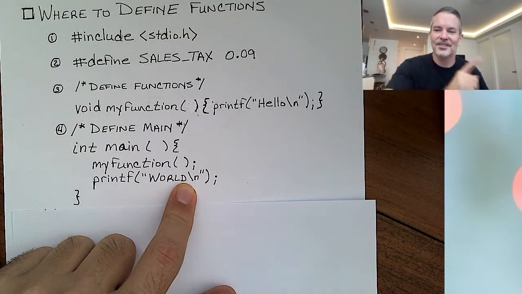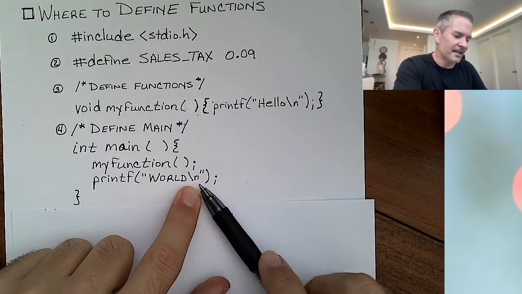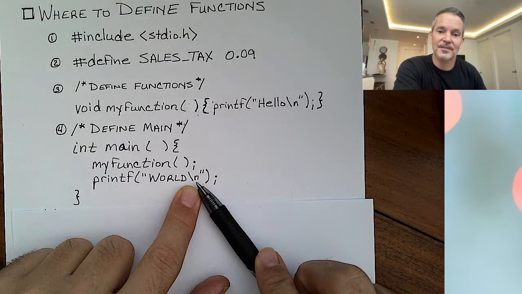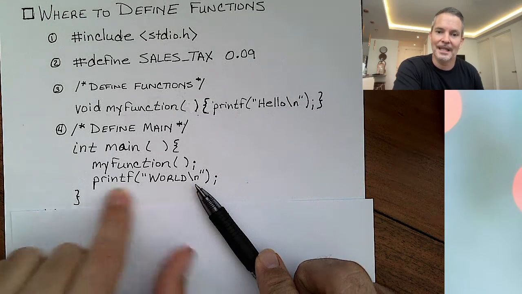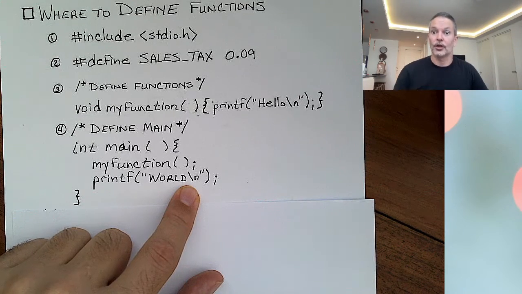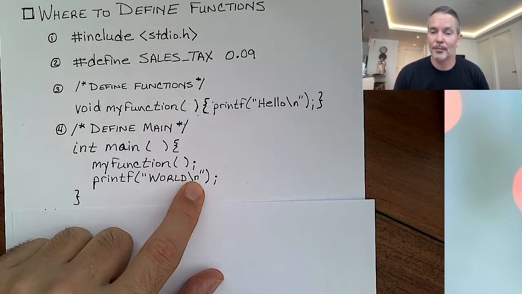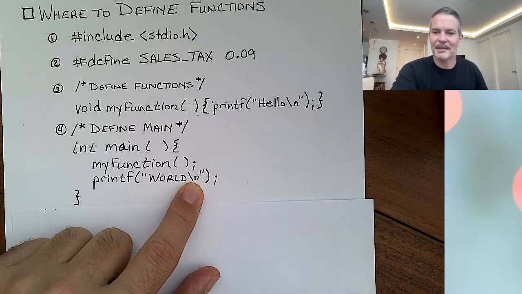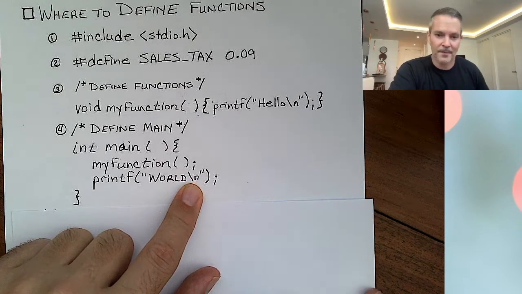It's just occurring to me as I'm recording this that I'm not sure if I've ever explained that this \n is a special character in the printf function, which means do a return, go to the next line. If I omit the \n, it doesn't create a new line. So it just continues printing on the same line. Not a big deal, but I don't think I've mentioned that before.